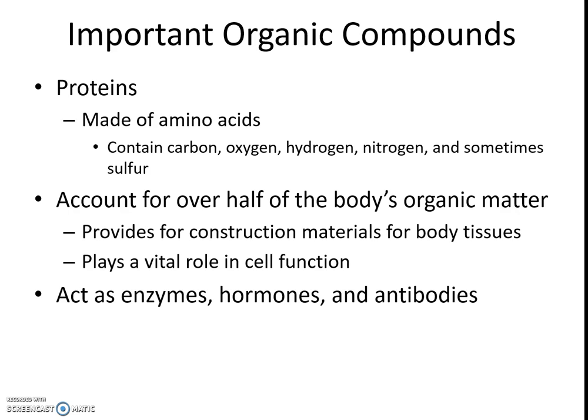Since proteins and amino acids are organic, then they obviously have carbon, hydrogen, and oxygen. But now one more element is also seen in every amino acid or protein, and that's going to be nitrogen. And then sometimes we'll have sulfur in what's called the R groups.